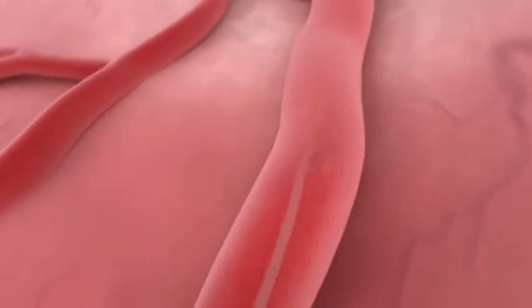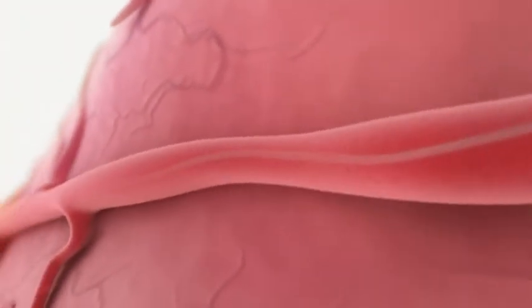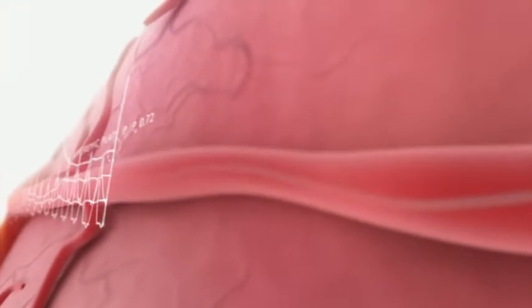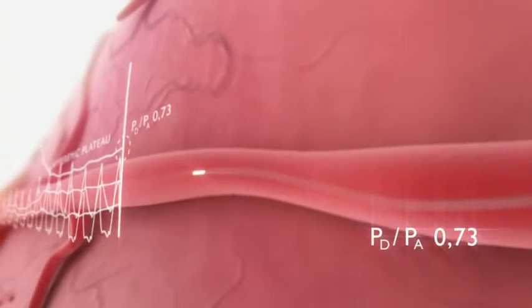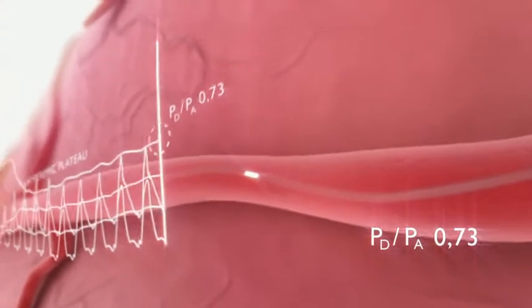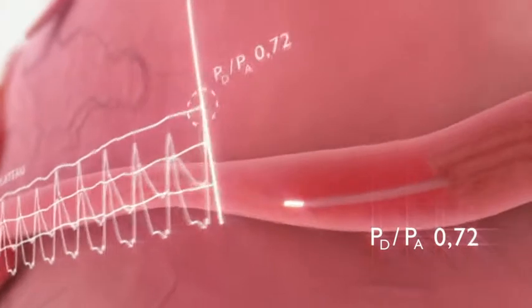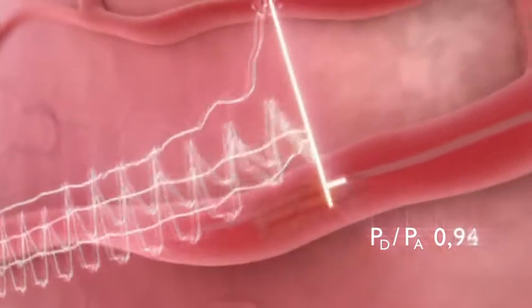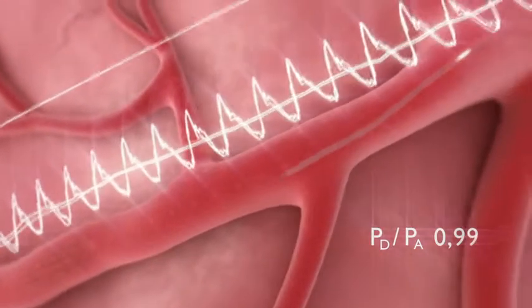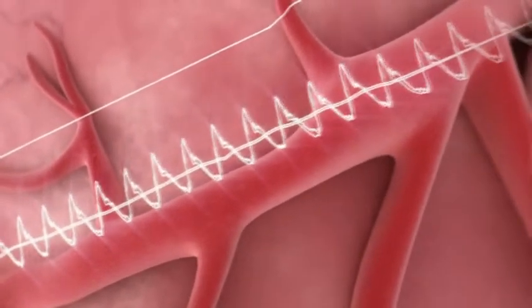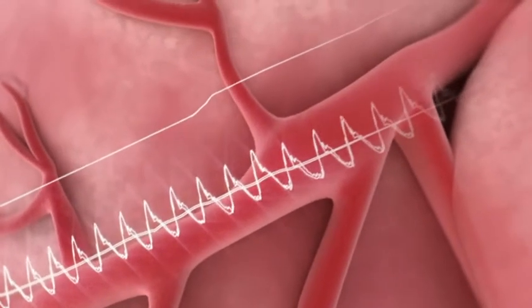With the pressure wire in the distal LAD and during maximal hyperemia, the FFR is measured and found to be 0.70. This tells us that the anterior wall is getting 70% of the blood flow that it should be getting. However, it does not tell us which part of the LAD is contributing to the ischemia. We can slowly pull the pressure wire back and find that the bulk of the gradient occurs at the mid-LAD lesion. When the pressure sensor is just distal to the left main lesion, there's very little gradient, suggesting that the left main is not contributing to the ischemia.